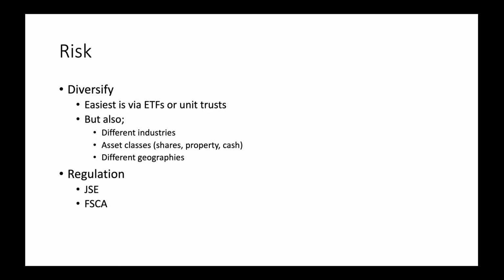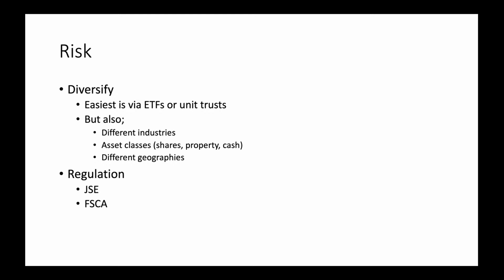You want cash, maybe some bonds in there as well. Now you see a lot of that in the Regulation 28 products, your retirement products: pension, provident, retirement annuities. You also want different geographies. You don't want everything put into one geographic location, one currency, South Africa and the Rand. You want to spread it around. And those ETFs do that.